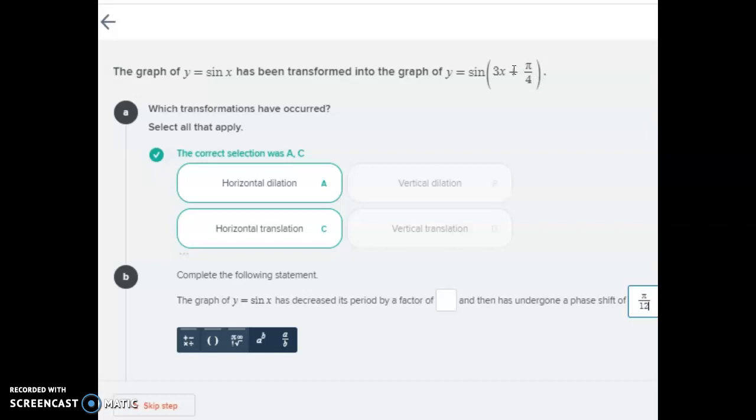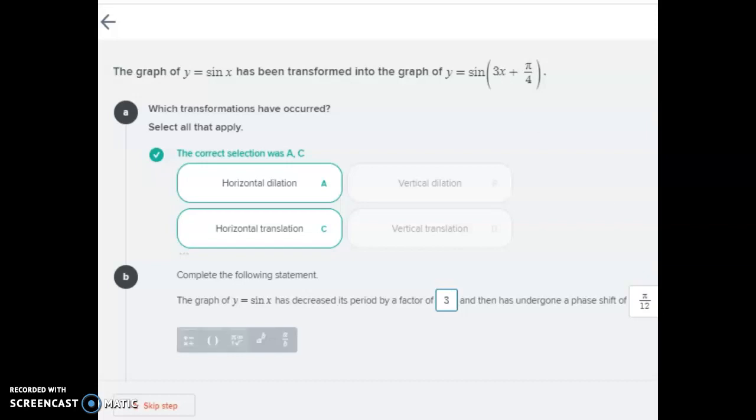Why is it to the left? Because the normal equation is minus the phase shift. A phase shift to the left is negative. So minus a negative is a positive. Now, the period has been decreased by a factor of 3. Why is that? Because the frequency has increased by a factor of 3. So the period is going to be decreased by a factor of 3. Instead of a period of 2 pi, we're going to have a period of 2 pi over 3.